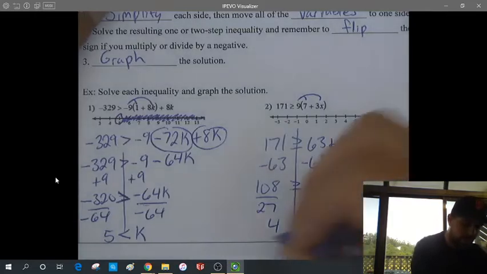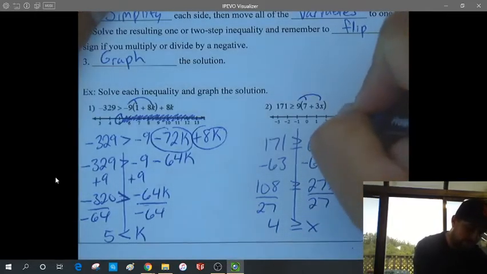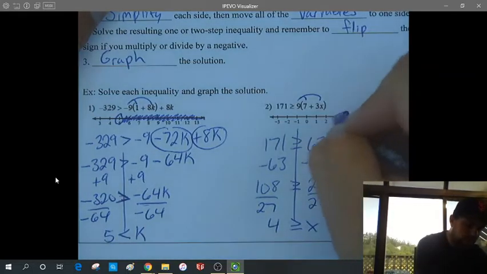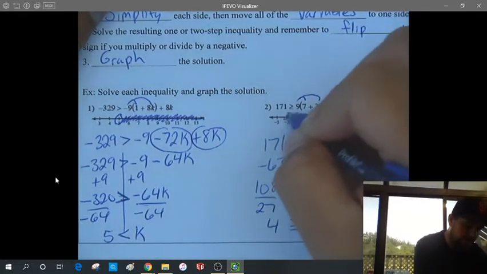So find 4. Give it a closed circle this time because of the or equal to. And then facing towards the number, so shading to the left.